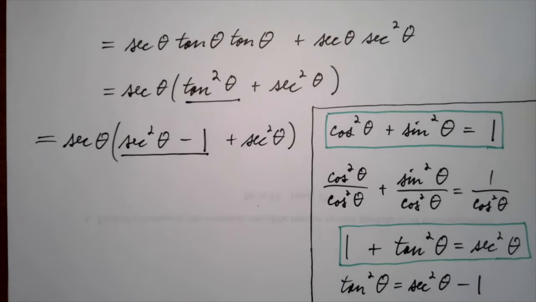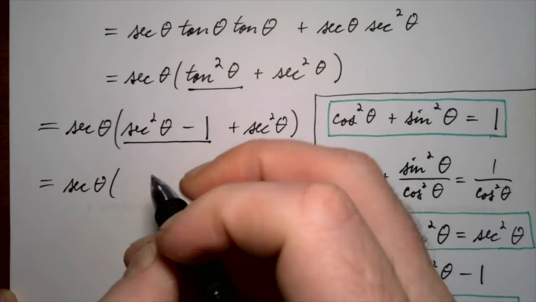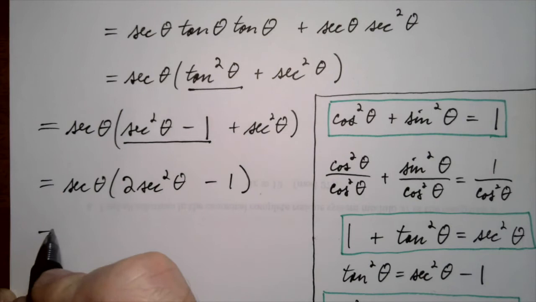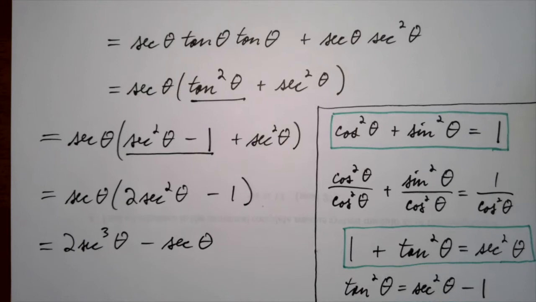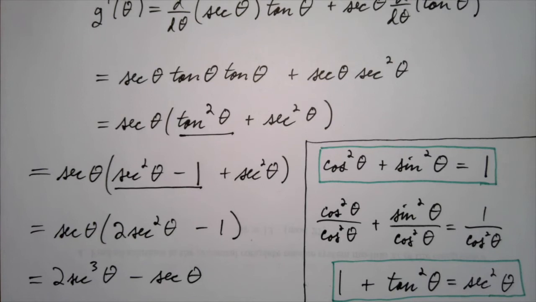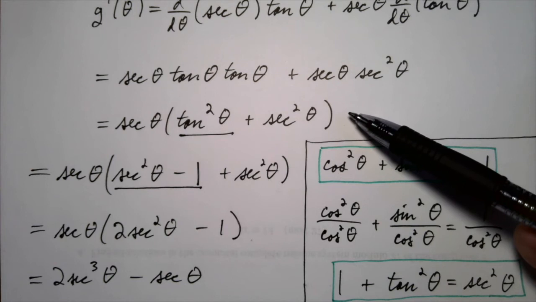And then we can simplify. We'll have secant times 2 secant squared theta minus 1. You could write it that way, or you could expand it out as 2 secant cubed theta minus secant of theta. And I think for this derivative, I actually prefer this final way of writing the answer. I'm not really sure why. Again, it's a matter of style. It's just a little bit more compact than this answer we had before. Of course, they're all the same function. They're all correct, but I kind of like writing it that way.